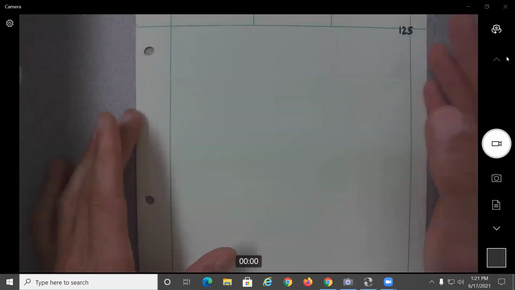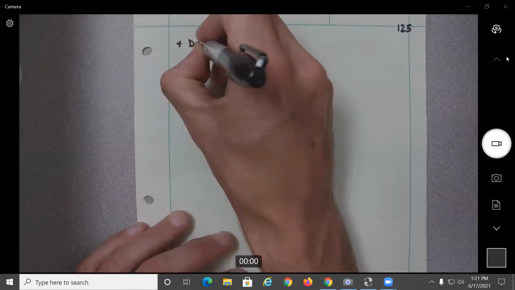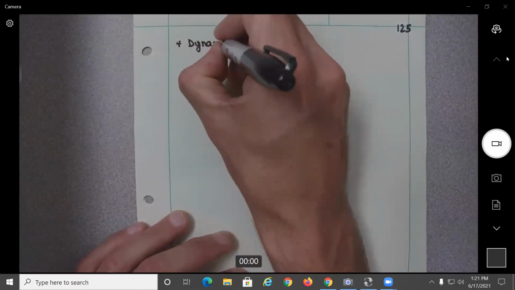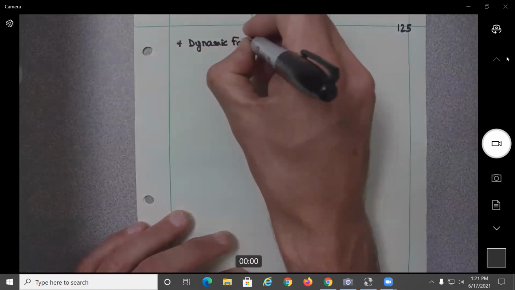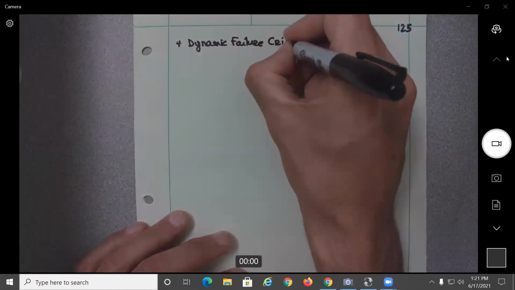Okay, so the last thing I want to cover for this class is another failure criteria, but this one is used more for dynamic ones. So let's say here, dynamic failure criteria.